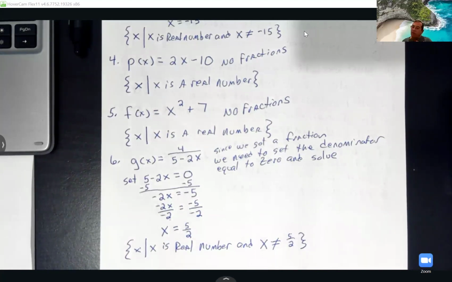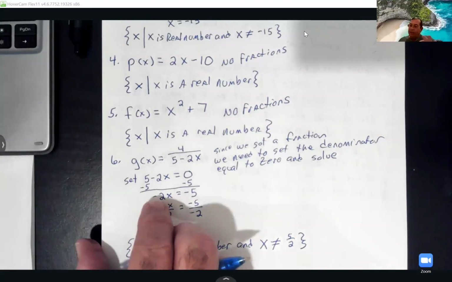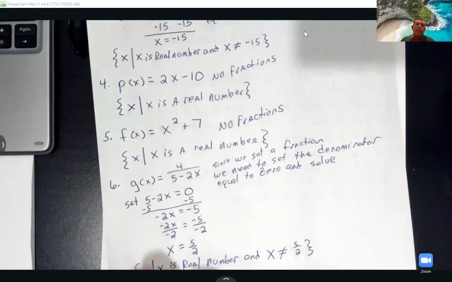Hey, y'all, so that's the trick in this section. Find the fractions, set them equal to 0, and exclude those numbers.